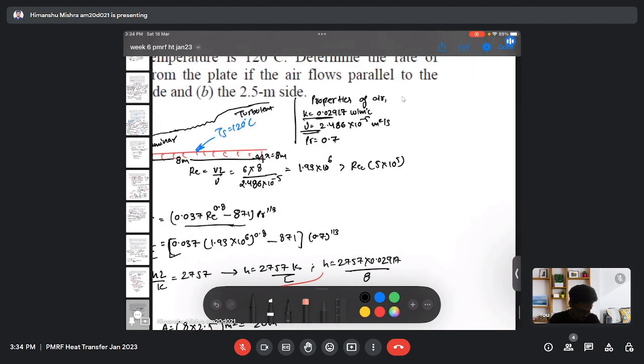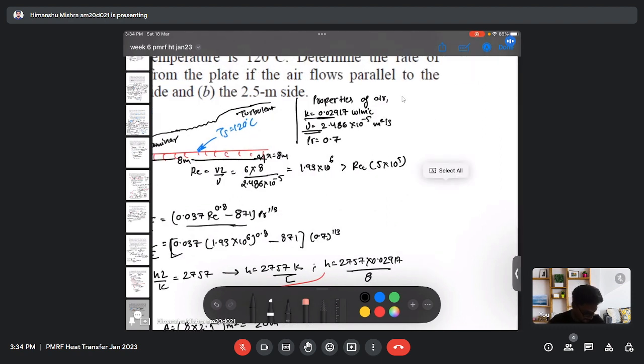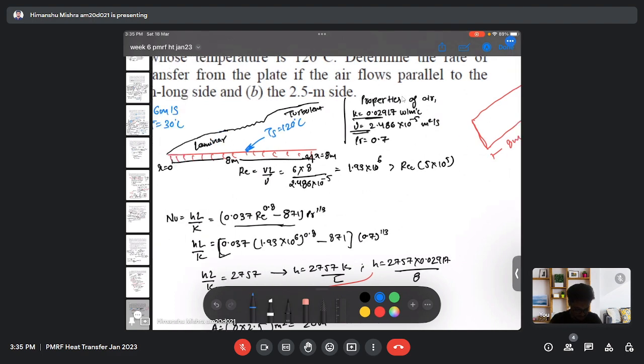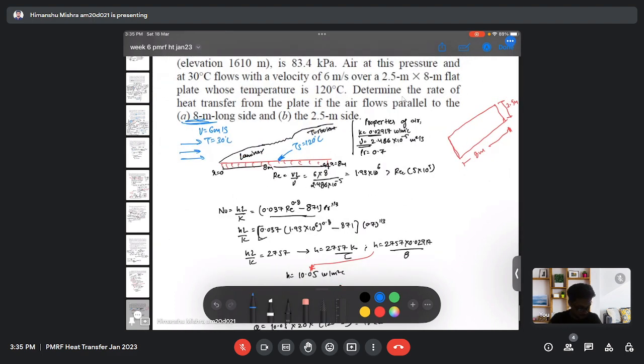dimension. So in a 2D, we have a flat plate which looks like this. So this is my top view actually of the same flat plate. This is 8 meter and this is 2.5 meter. And in the first part of the question, it says that there is a flow along the 8 meter dimension. So there will be a flow like this.